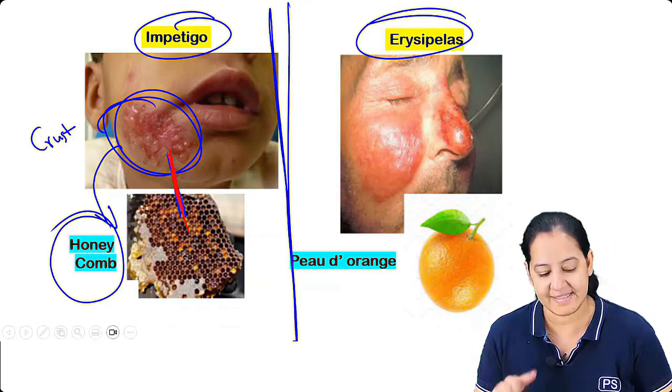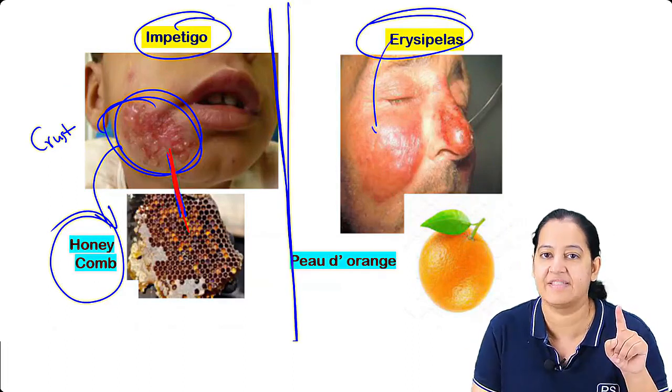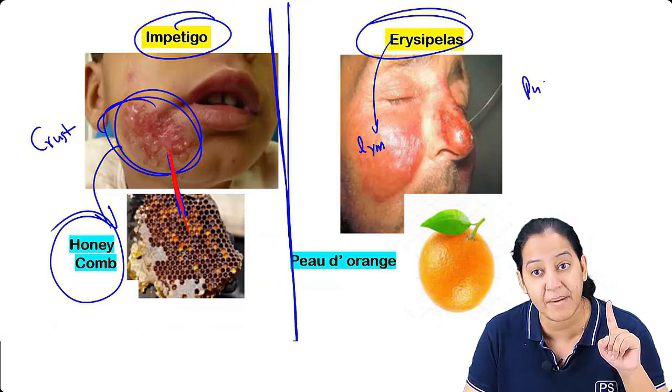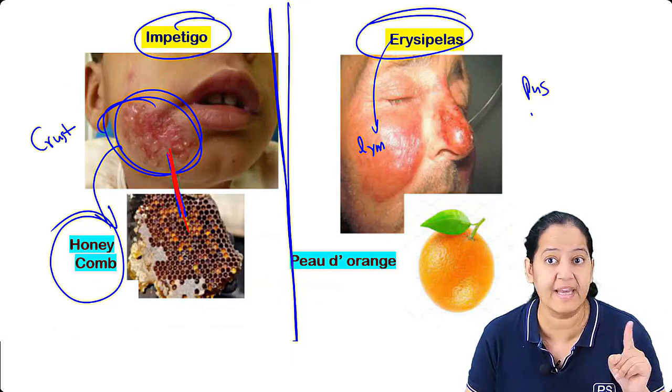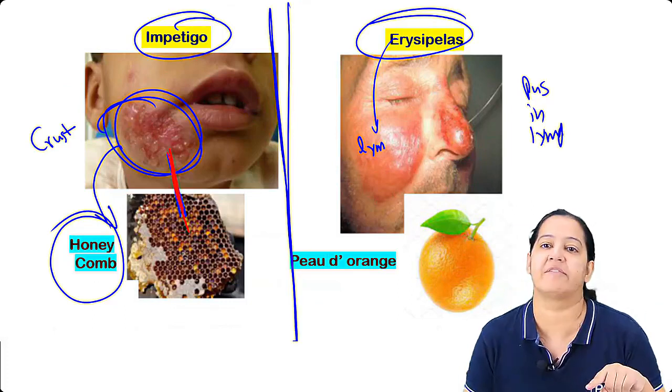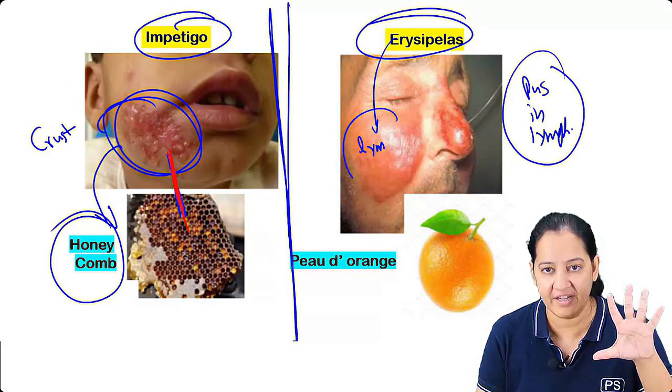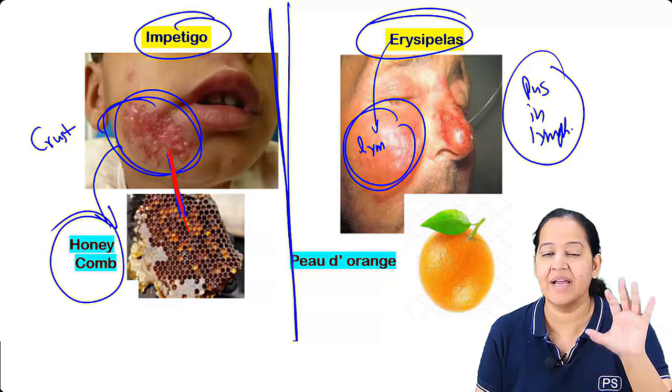Got it? And second, it can enter the lymphatics. It causes pus in the lymphatics. I'm saying pus, not in blood, not in skin. Pus in the lymphatics, very unique. It forms pus in the lymphatics. So that skin where the pus is formed in the lymphatics becomes very hard.